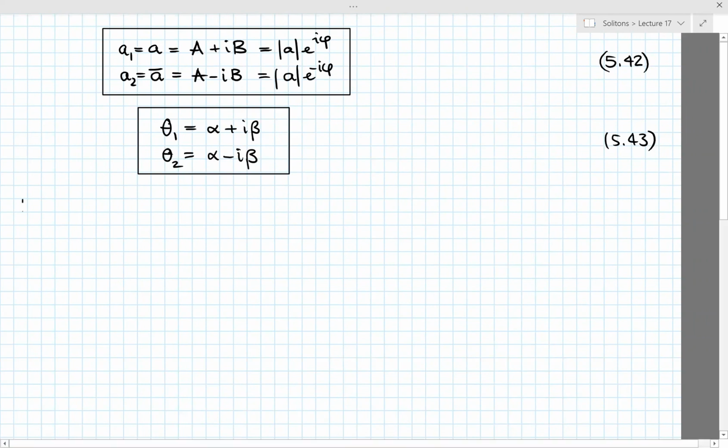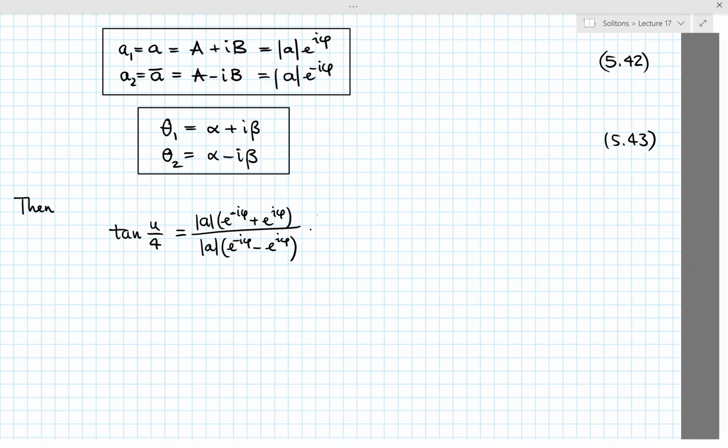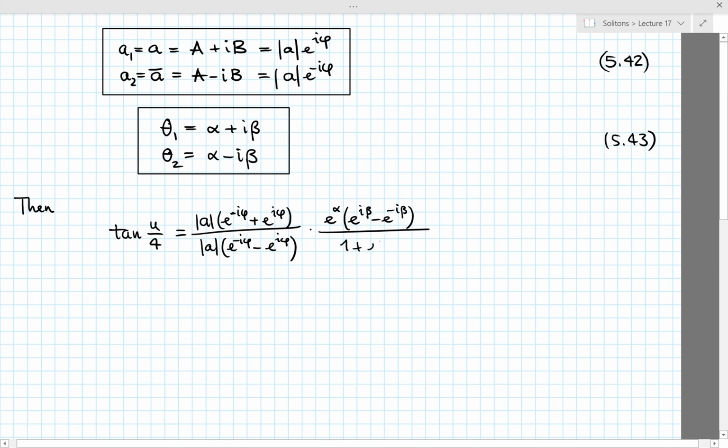Here are the substitutions again. So now let's rewrite the field in terms of these new parameters and functions. So I remind you that the tangent of u over 4 was equal to, we had the A2 plus A1 in the numerator, that's absolute value of A times e to the minus I phi plus e to the I phi. And then in the denominator, we had the A2 minus A1, so absolute value of A, e to the minus I phi minus e to the I phi. And that multiplied e to the theta 1 minus e to the theta 2 in the numerator, so we get e to the alpha times e to the I beta minus e to the minus I beta over 1 plus e to the theta 1 plus theta 2, which is 1 plus e to the 2 alpha.